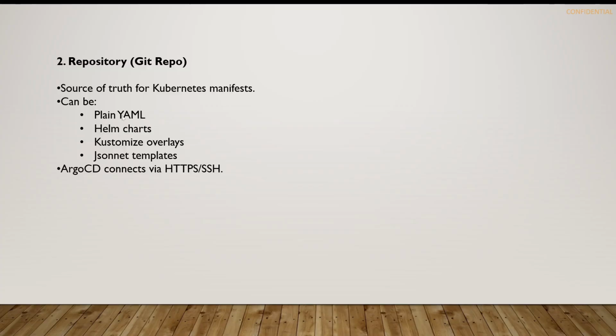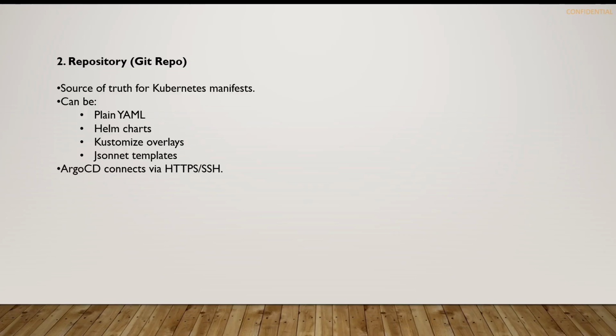It can be plain YAML files, or if you want to manage every configuration file easily, you can use Helm charts, or Kustomize overlays, or else you can just use JSON templates. Also, Argo CD connects via HTTPS and SSH. If you have multiple applications and each application has a separate repo, you can define multiple repositories so that you will be able to access those things easily.